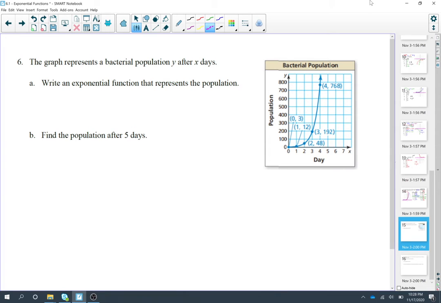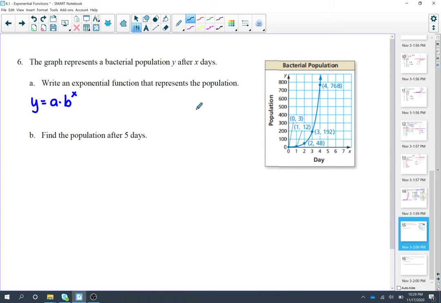Example 6. The graph represents a bacterial population Y after X days. Part A, write an exponential function that represents the population. So first of all, if they're asking for an exponential function, that's Y equals A times B to the X power.